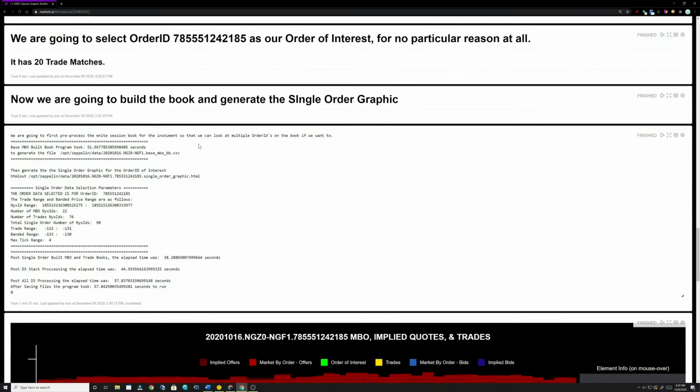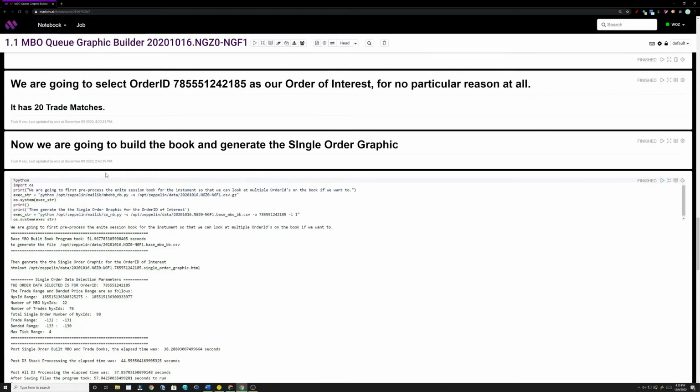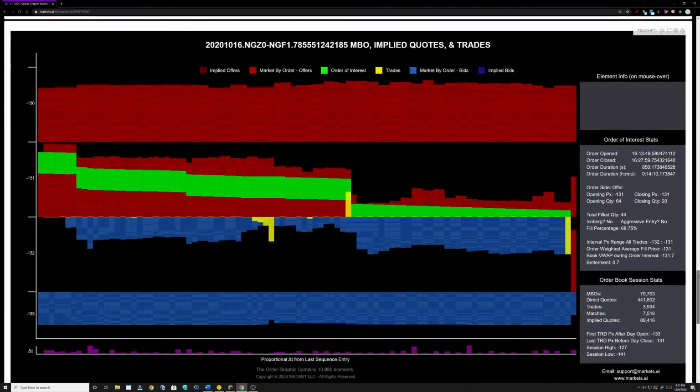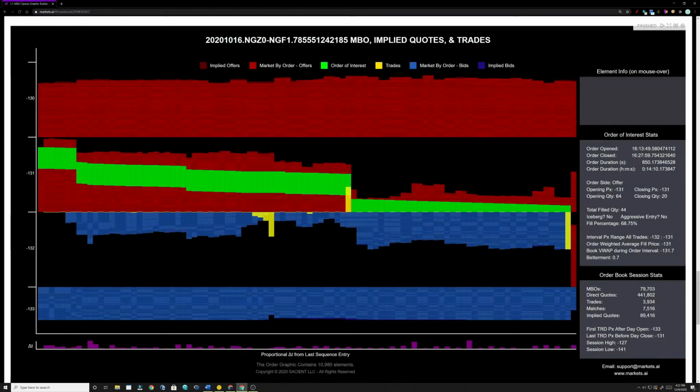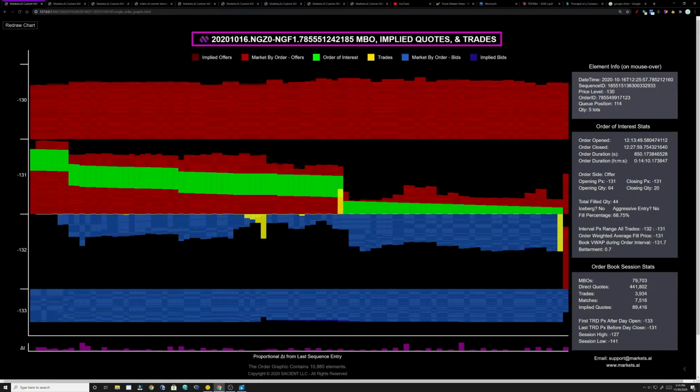So for our order ID of interest that we've picked for no particular reason at all, we are first going to generate the built book. And then secondly, we are going to generate the graphic file for our order of interest ending in 2185 here. And what we end up with is we generate this HTML file. So this is a DECE-Jan spread book from October 16th.